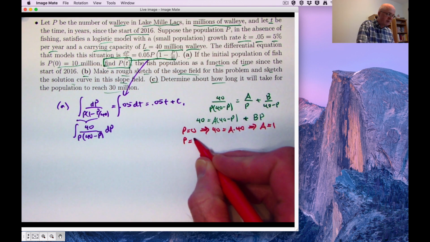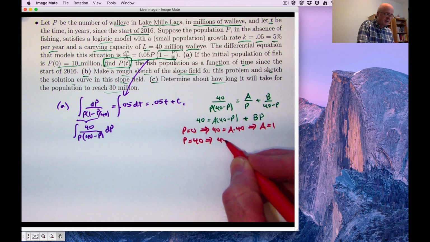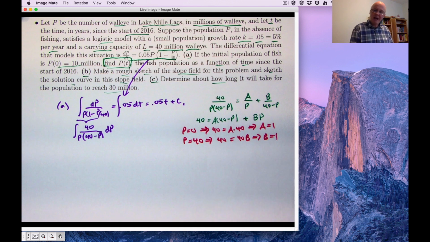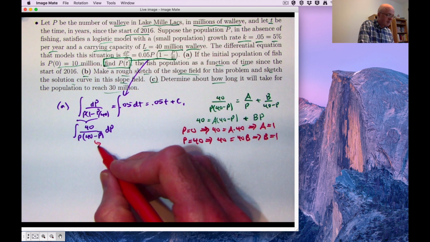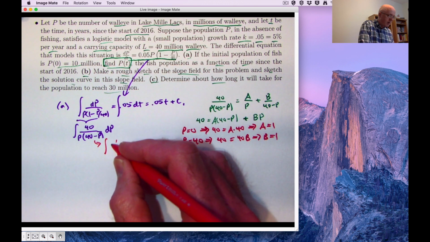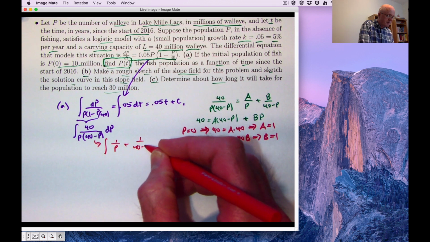And if you plug in p equals 40, that term goes away. And this term over here becomes b times 40, 40b. So b must also be 1. Okay, a and b happen to be equal here. That doesn't always happen. You should be aware that that does not always happen. So now we can do this integral as the integral of 1 over p plus 1 over 40 minus p.